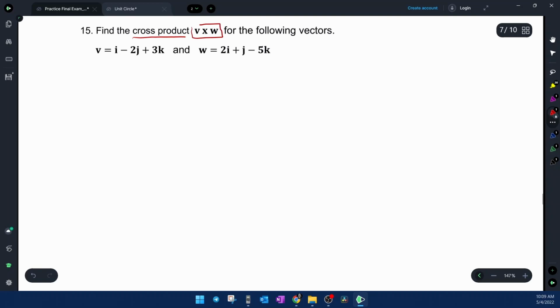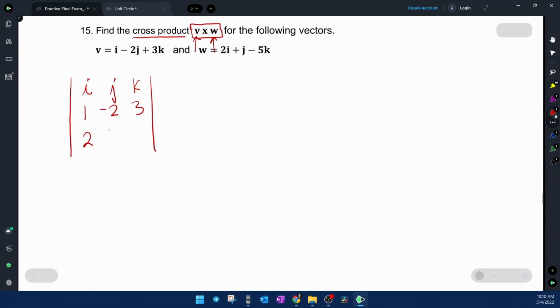Remember, the order of these vectors is important. So we're going to set this up to find the cross product. That's going to use a determinant where the top row is your I, J, and K. The second row has to be the first vector mentioned, and those are the coefficients of I, J, and K. And then the third row is the second vector mentioned, again just the coefficients for I, J, and K. And then you would need to evaluate this determinant.